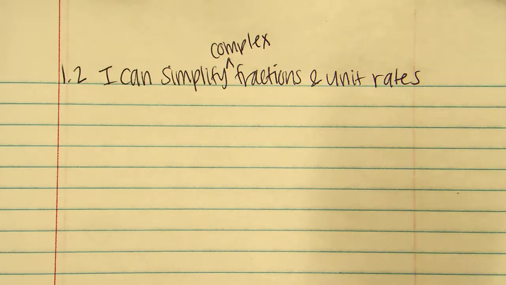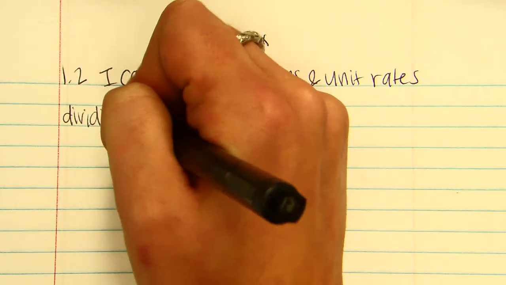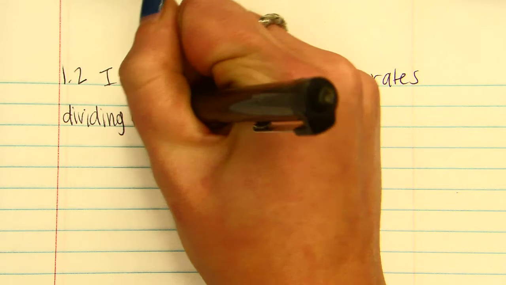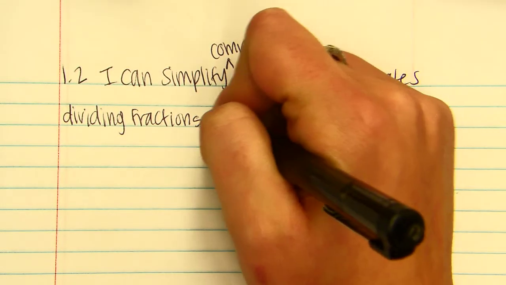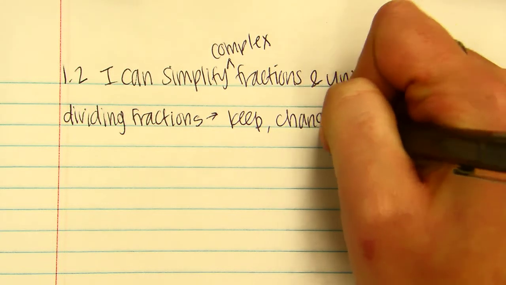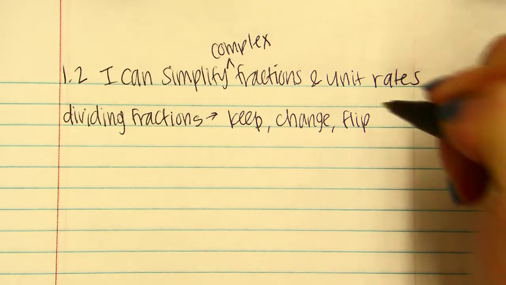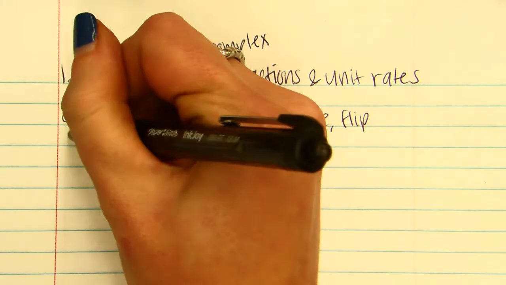So a complex fraction is really just dividing fractions. And remember that when we divide fractions, the rule was you do keep, change, flip. Some of you might have learned it was keep, switch, flip, but they mean the same thing. So, for example, this is a complex fraction.